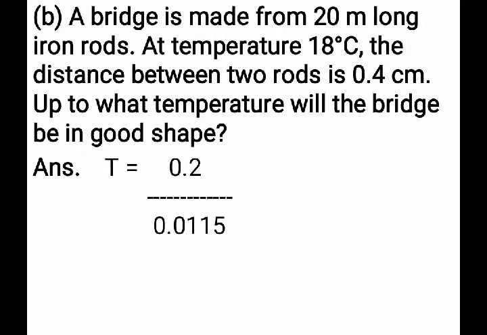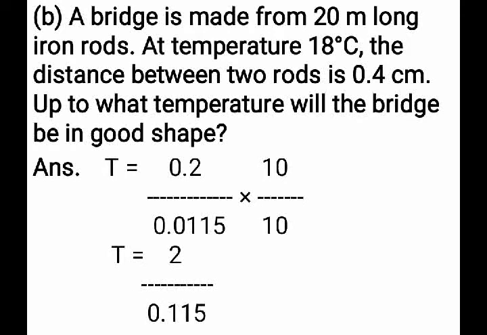Temperature is equal to 0.2 upon 0.0115, multiplied by 10 upon 10. If you multiply by 10, 0.2 becomes 2. On the denominator, if you multiply by 10, the decimal point will shift one digit. So it becomes temperature is equal to 2 upon 0.115.